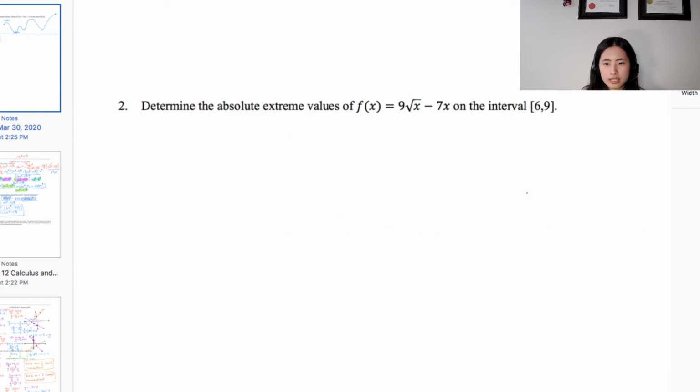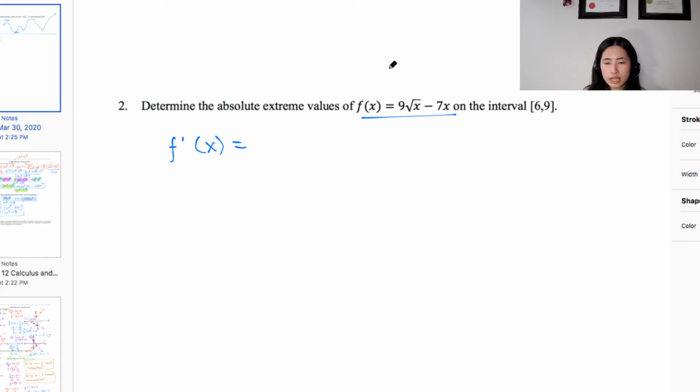So now we're looking at this function, and it's on the interval 6 comma 9, right? The first thing that you do is you look at the first derivative, because you're looking at your extremas, you're looking at your critical values. So you have the first derivative of f(x). How do you find the first derivative of this?